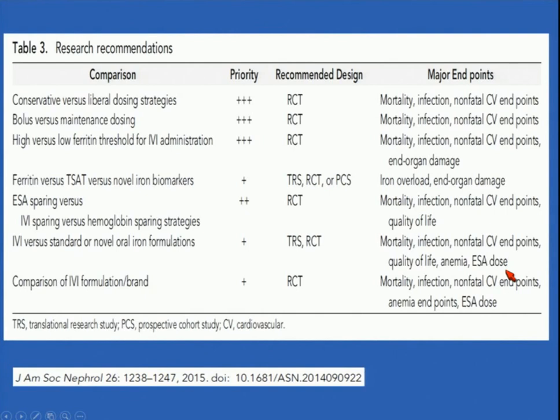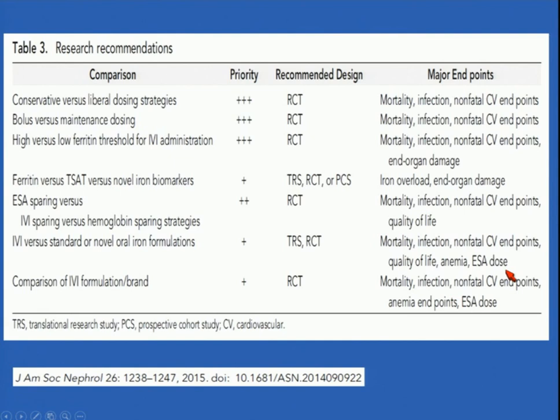And these are research recommendations that appeared in a white paper last year regarding trying to sort out all of these issues of the risks versus the benefits of IV iron. Conservative versus liberal dosing strategies, high priority, probably needs a randomized controlled trial. Bolus versus maintenance dosing, probably RCTs with larger studies than have been done in the past. High versus low threshold for IV iron administration. Again, yes, we really need to revisit that because the DRIVE study really has not had a lot of traction and still raises a lot of concerns regarding the higher ferritin levels that were a target in that study.